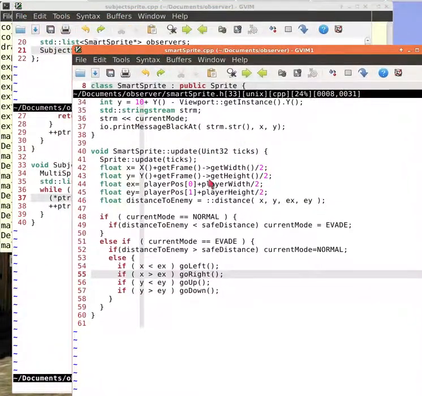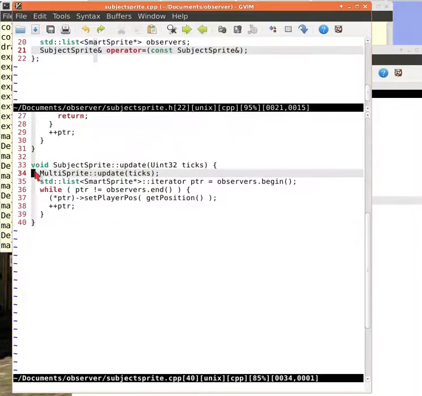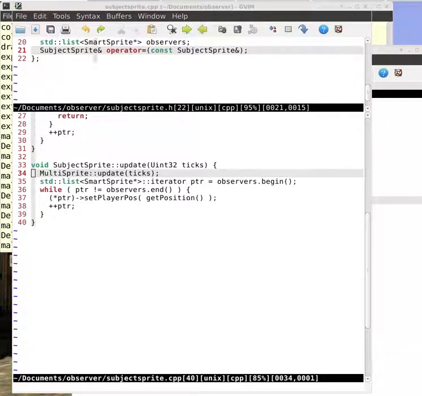We have the how do you incorporate AI? You use a state-based approach, and how do you choreograph the communication? You use the observer pattern. And so I hope this helps you to figure out how you can incorporate a smart sprite into your game or your animation.